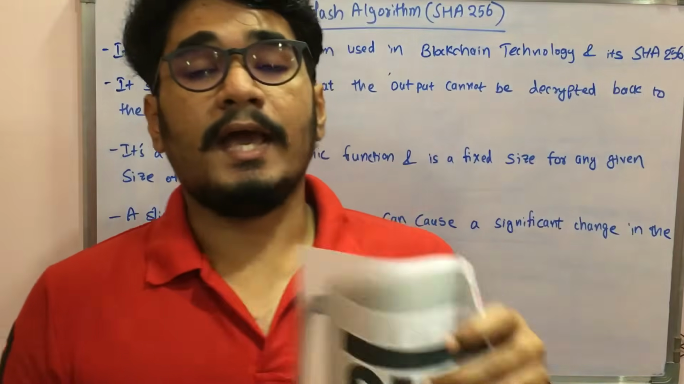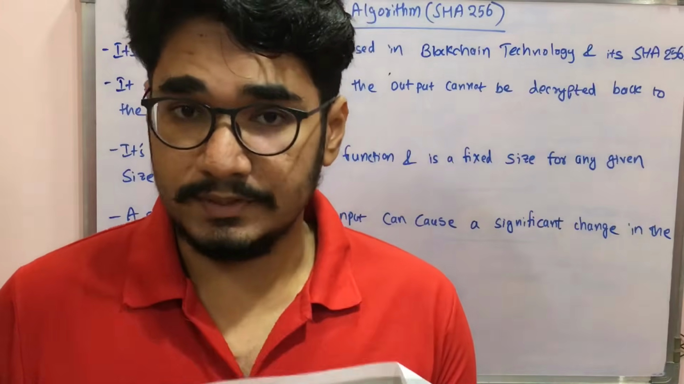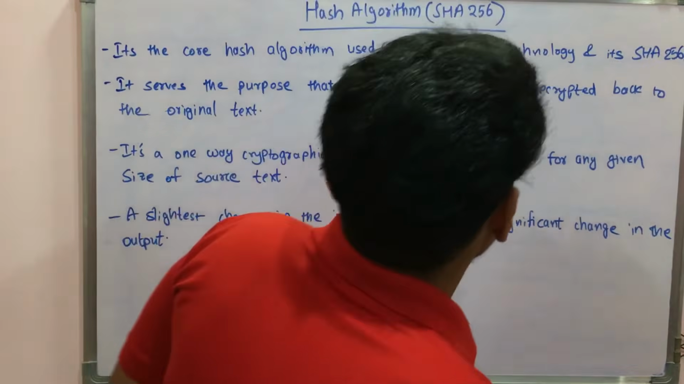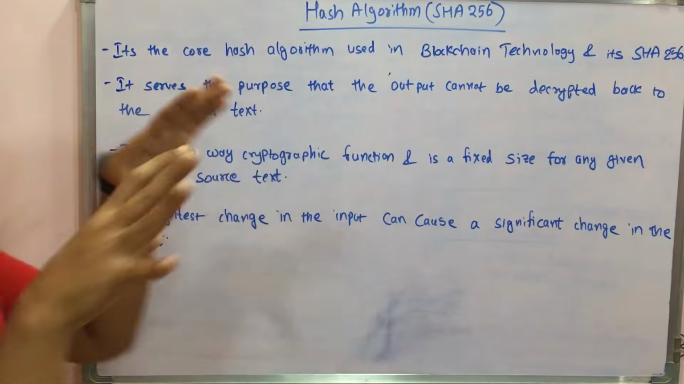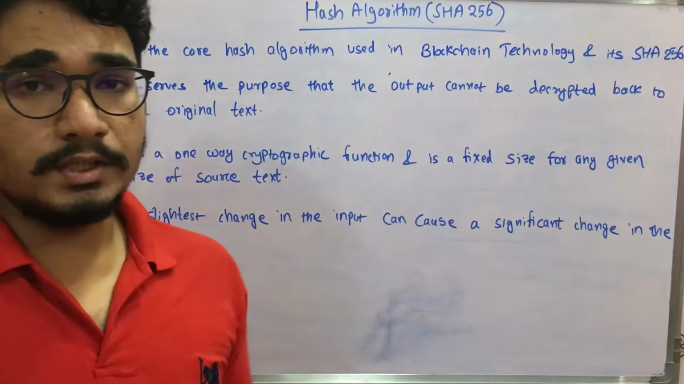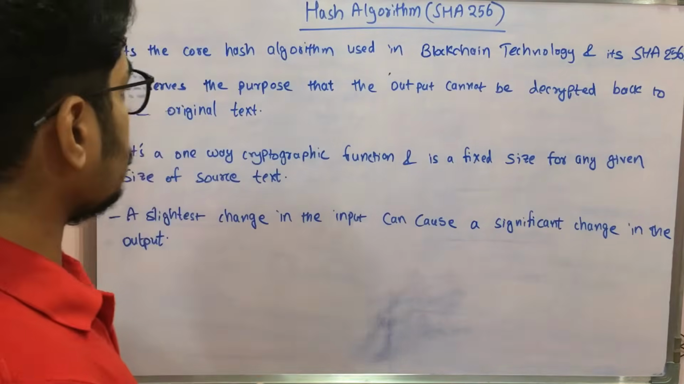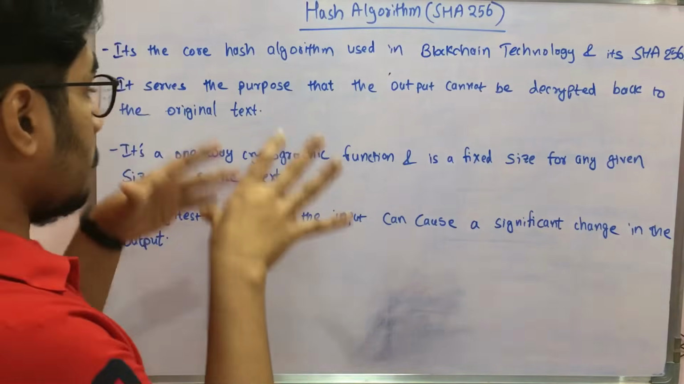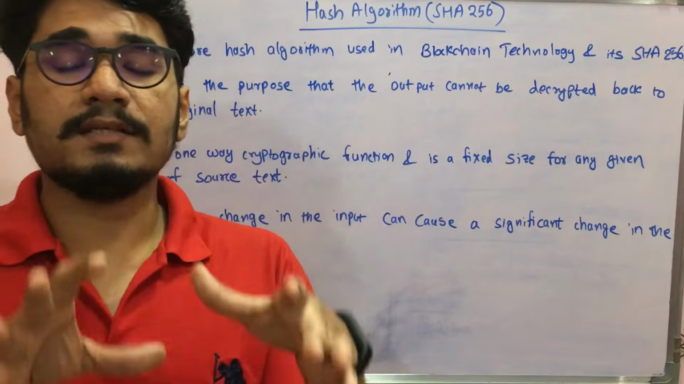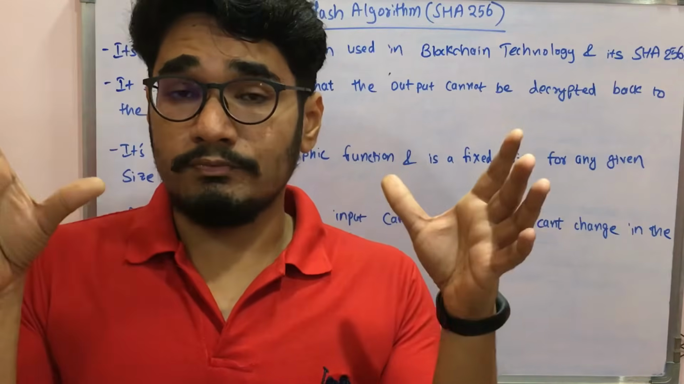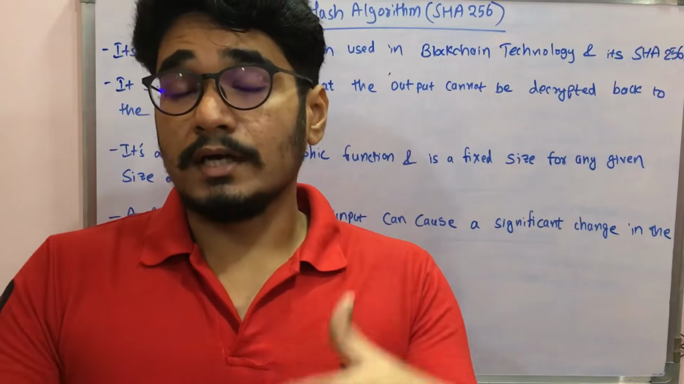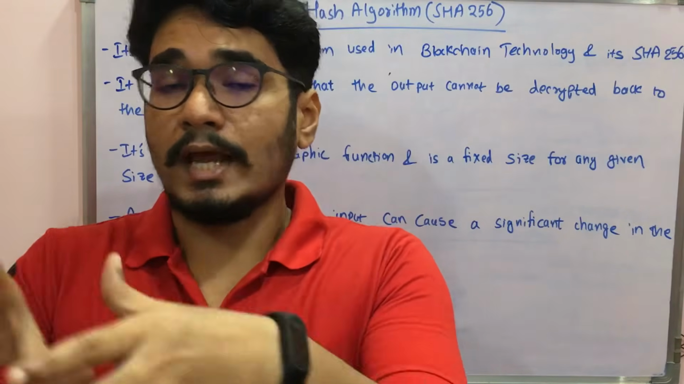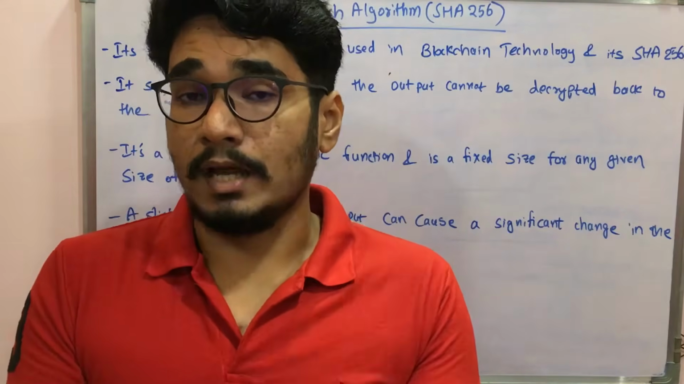That is, we have the SHA256 algorithm that we'll be using for this blockchain. It's a core hash algorithm used in blockchain technology, and it serves the purpose that the output cannot be decrypted back to the original text. That means if you have a certain fixed length of text, you cannot reverse it back to the original text. That level of security is there in blockchain.